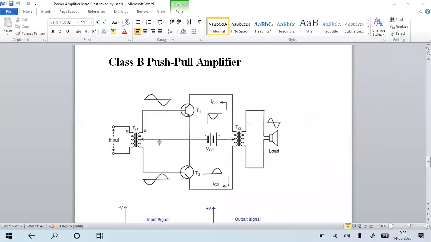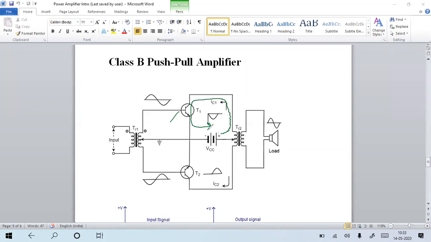See here, that's why it is called a phase splitter. During the positive cycle of the input, transistor 1 will turn on. So what will happen? The current flows from the positive terminal of the battery to the collector like this. Current flow will be like that.